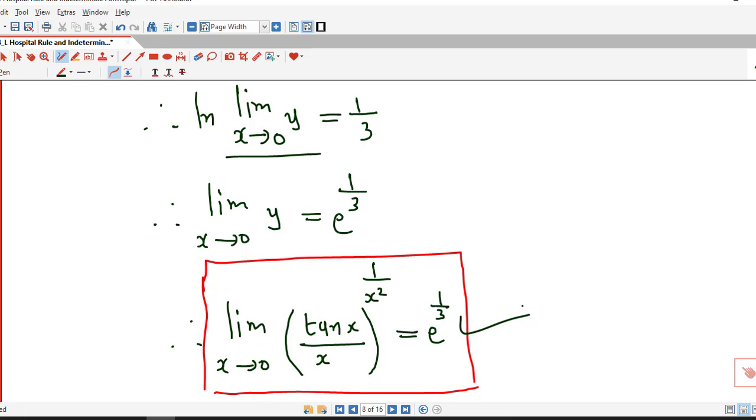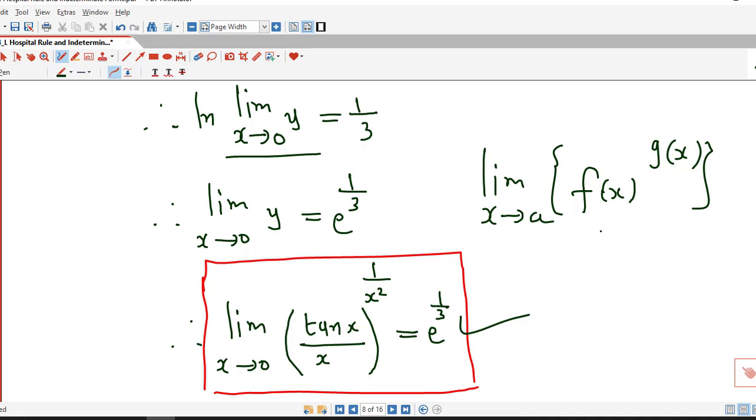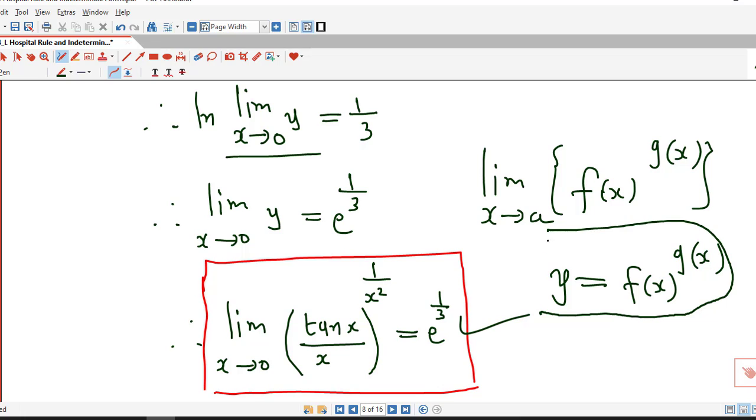So in this way, if we have indeterminate powers like this, f(x) to the power g(x) as x approaches a, and we want to evaluate using L'Hospital rule for this type of powers, then we will remember that we will start by assuming y equal to f(x) to the power g(x), and then we have to take logarithm on both sides, and then we will convert our limit into either 0 by 0 or infinity by infinity form. So this is all about today's session.